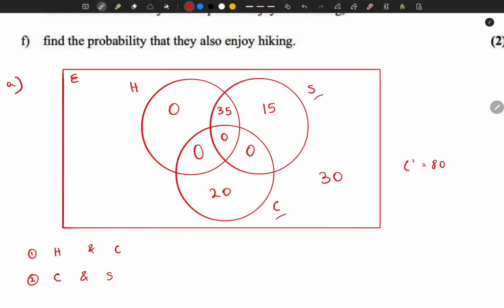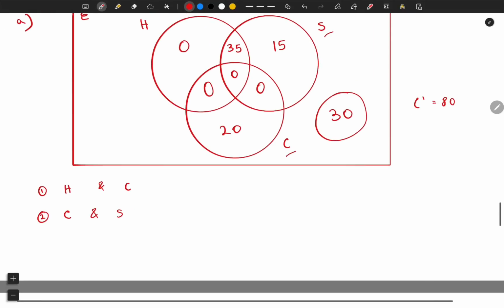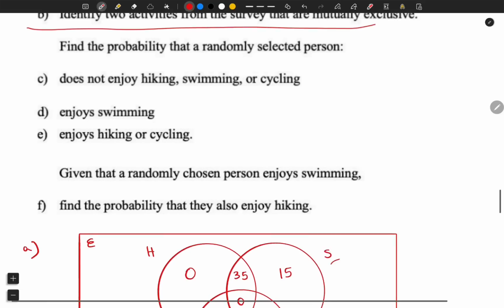So the probability will be, so they're talking about this region, which means that the required probability is 30 over the total outcomes, which is 100. So it's basically 3 over 10. So that is it for this part.